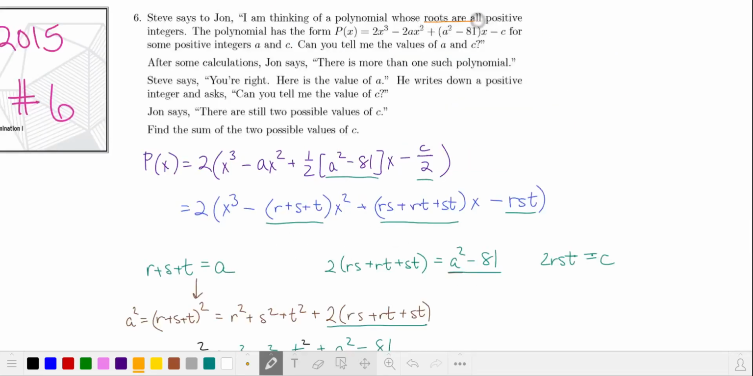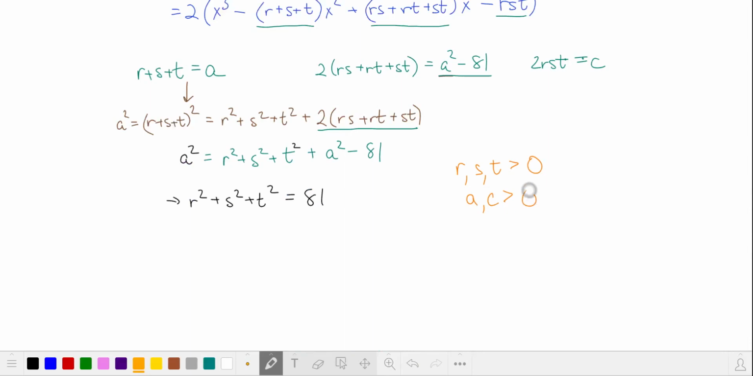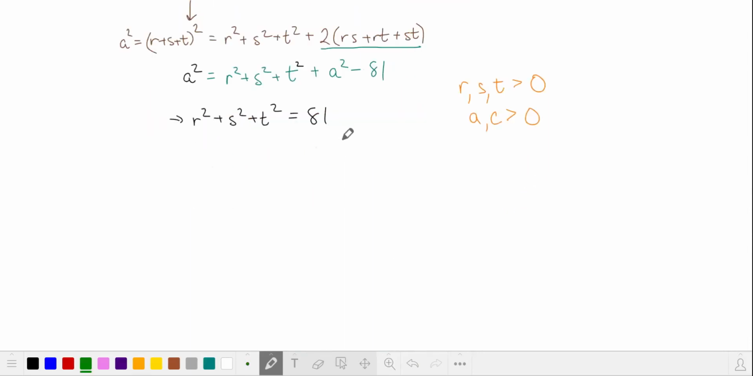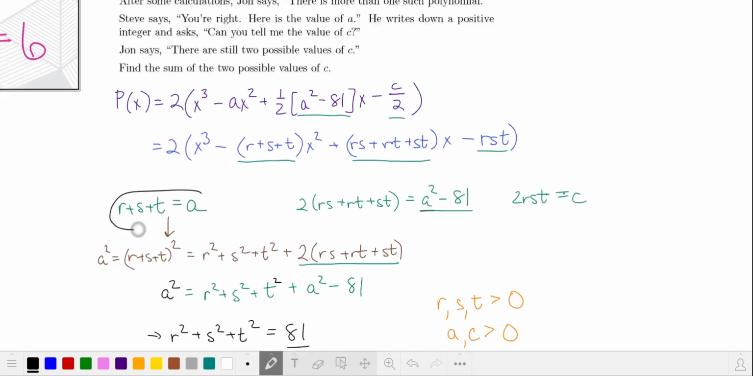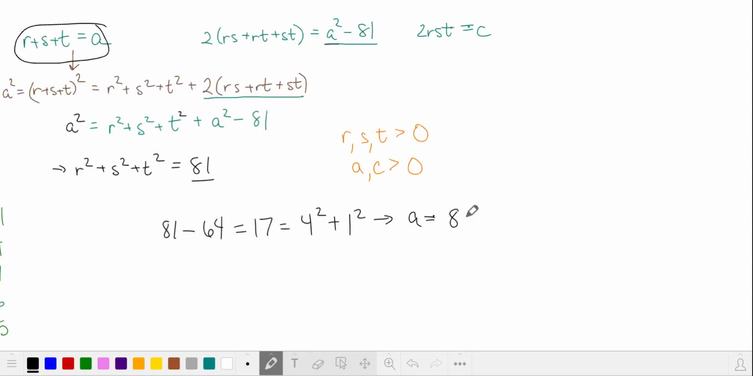In the problem statement, we're given that these 3 roots are all positive integers, and that a and c are also positive integers. So let's see what values of r, s, and t satisfy this equation. We'll make it a little bit easier by listing out the perfect squares. Let's start with 81 and subtract some smaller perfect squares, like 64. This leaves 17, which is the sum of 2 other perfect squares, 16 and 1. Again, a is the sum of these roots. So a is 8 plus 4 plus 1 is 13. Let's take our sum 81 and subtract 49. This is 32, which can be written as the sum of 4 squared and 4 squared.